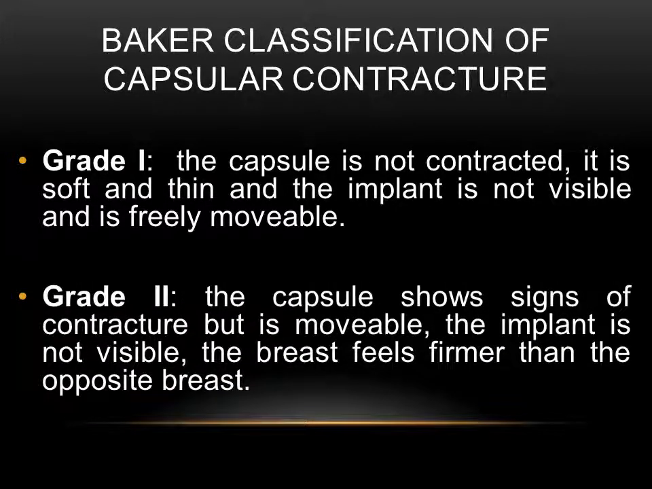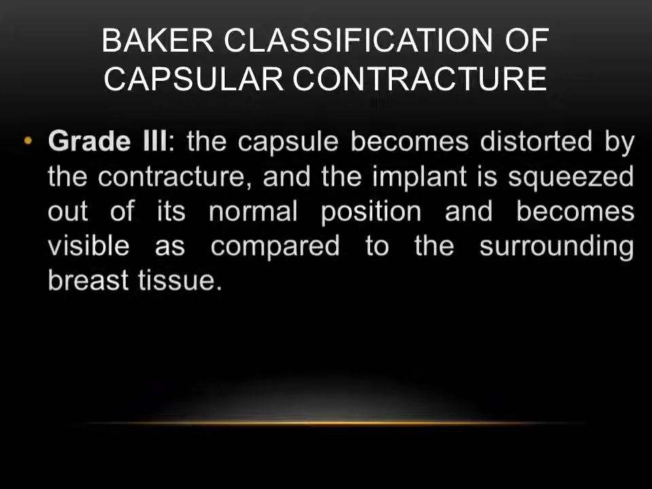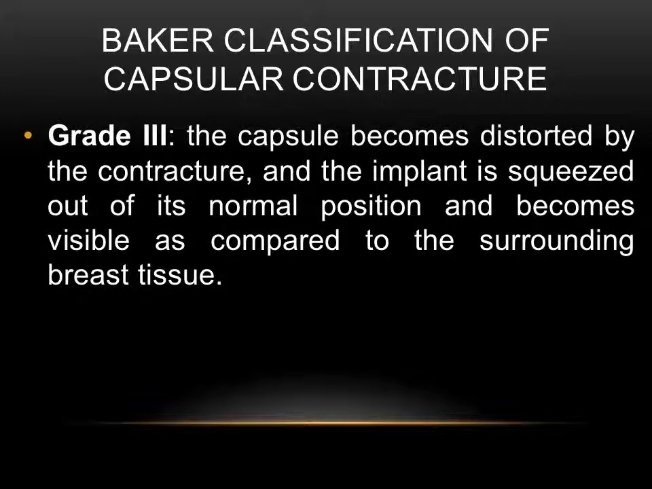Grade 2. The capsule shows signs of contracture but is movable and the implant is not visible. The breast feels firmer than the opposite side. This is where patients start to notice there is a slight difference between one breast to the other, but really don't have significant complaints. However, the capsule becomes distorted by the contracture and the implant is squeezed out of its normal position and becomes visible as compared to the surrounding breast tissue.